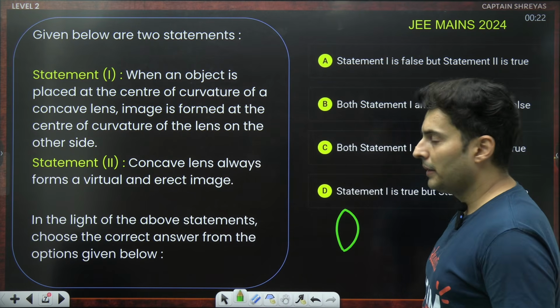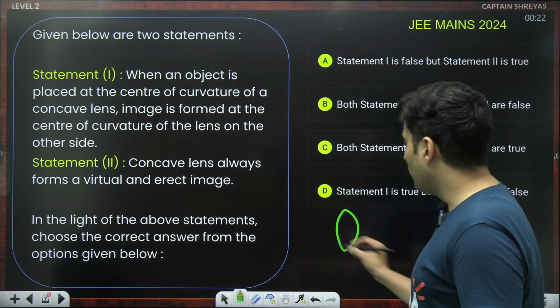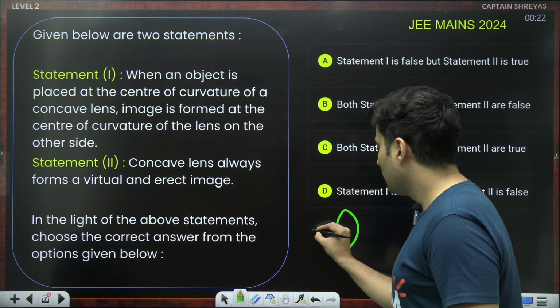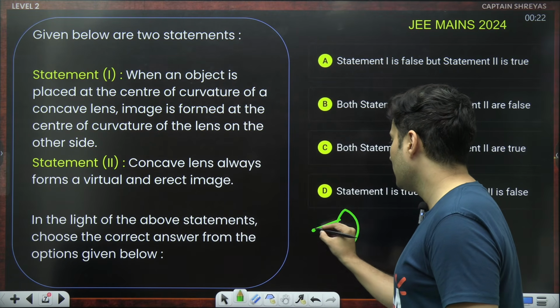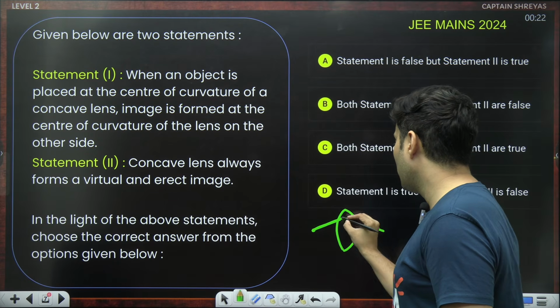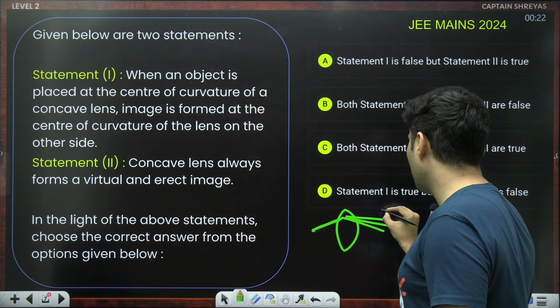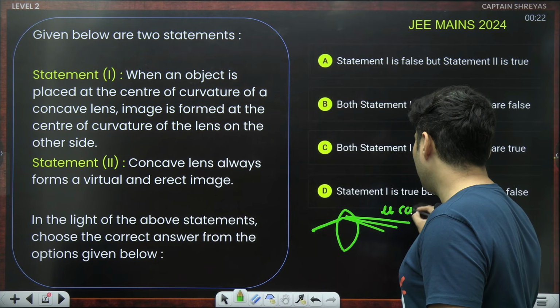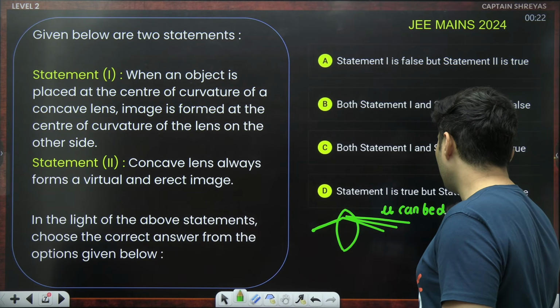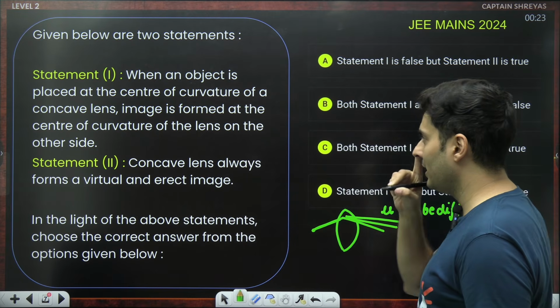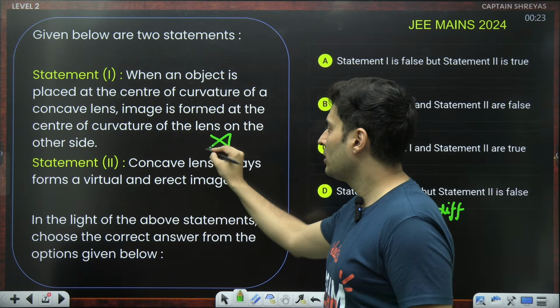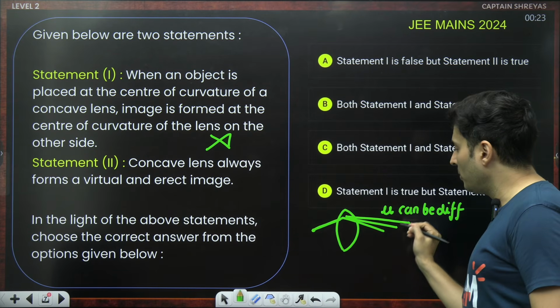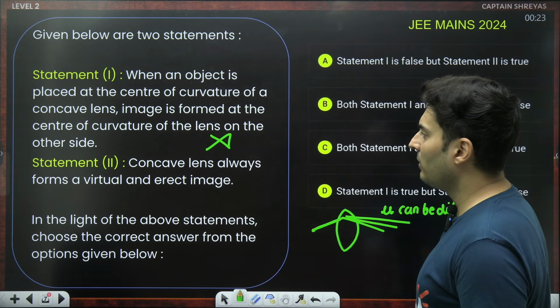Number two, where the image is formed not only depends on the radius, but also depends on the refractive index. So the same ray might go here, or might go here, or might go here, because mu can be different. So it depends on the refractive index. Nothing is mentioned about it. So it is wrong to say it will always go meet somewhere. So statement one is wrong.